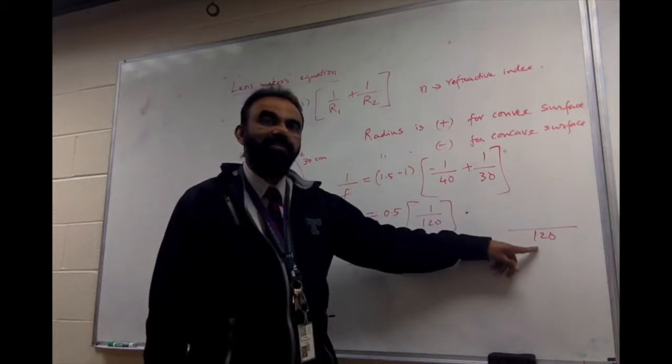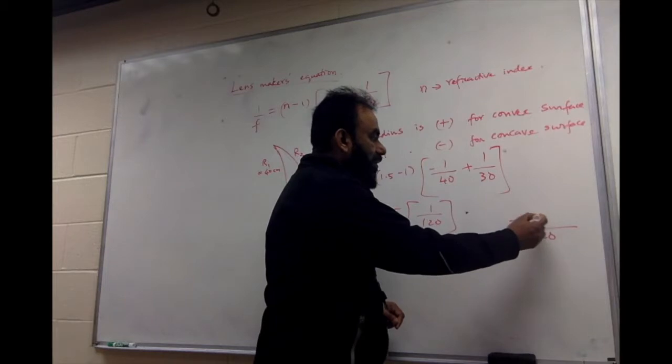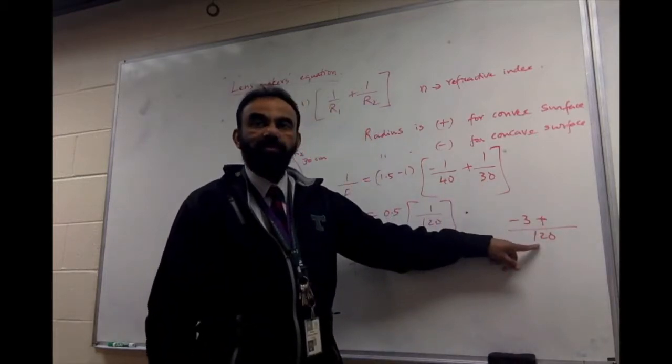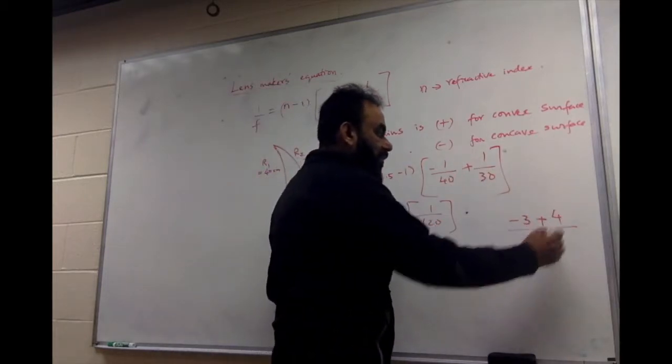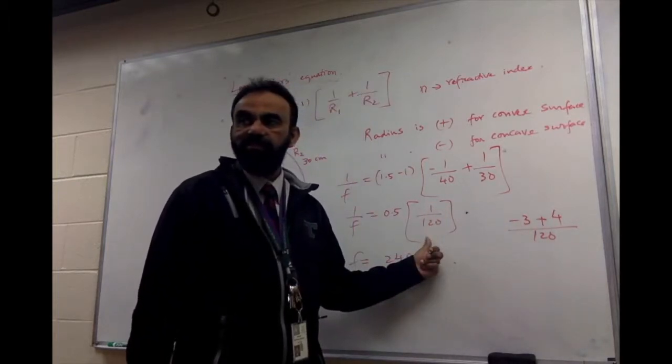40 goes how many times here? 3 times. 3 times negative 1 is negative 3, plus 30 goes how many times here? 4 times. 4 times 1 is 4. So 4 minus 3 is 1. So 1. Make sense?